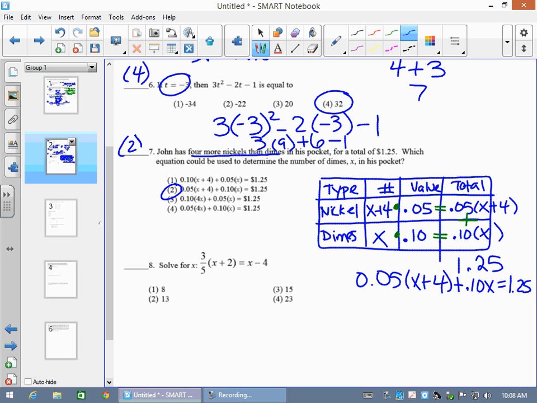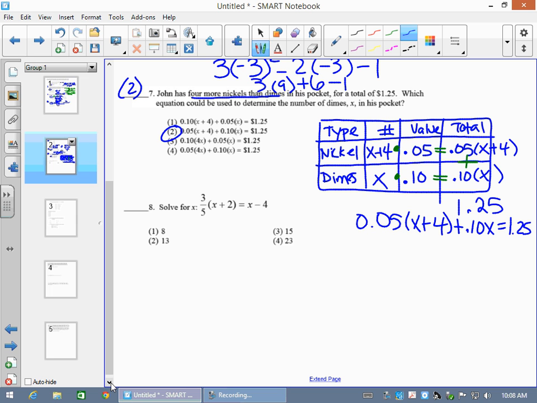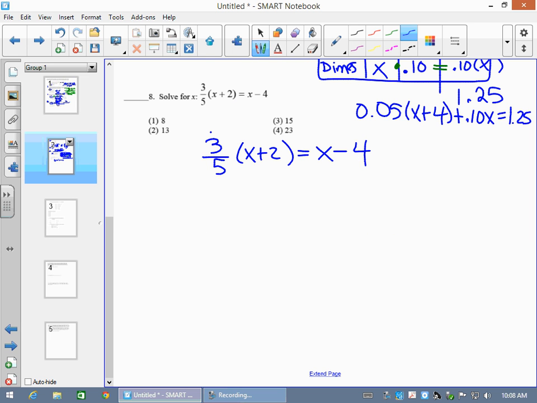And number 8 is asking us to solve for x. So I would start, I'm going to rewrite this equation. And we're going to start by distributing. So let's distribute this 3/5. So 3/5 times x is just going to be 3/5 x plus 3/5 times 2 is going to give me 6/5, and it's equal to x minus 4.